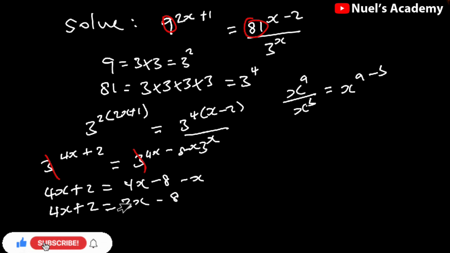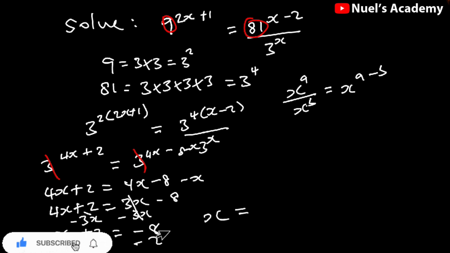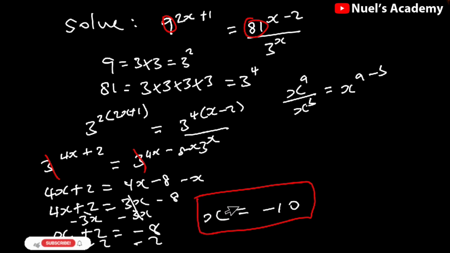So let's take this 3x to the left hand side by subtracting 3x from both sides. So 4x minus 3x is equal to x, then plus 2 equal to negative 8. This and this will be 0. So let's subtract 2 from both sides. We're going to have that x is equal to negative 8 plus negative 2, which is equal to negative 10. And then this is our answer.